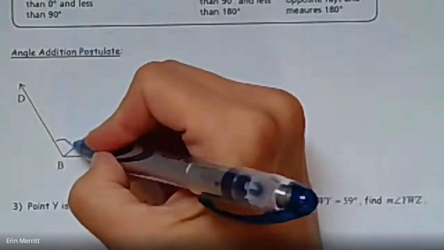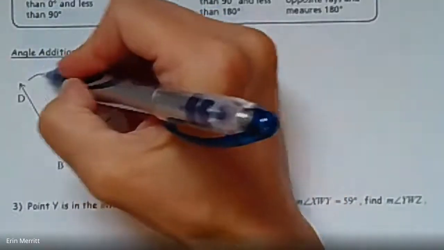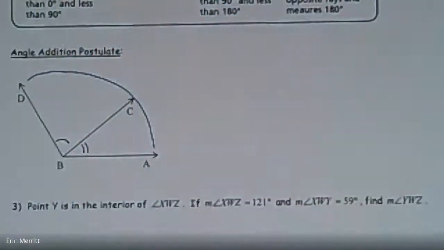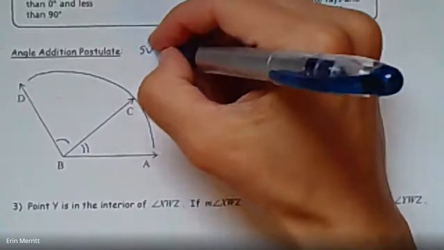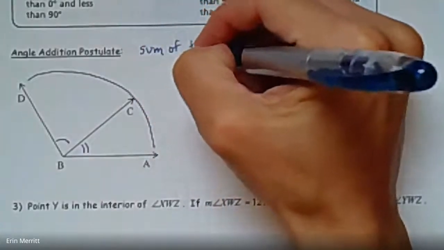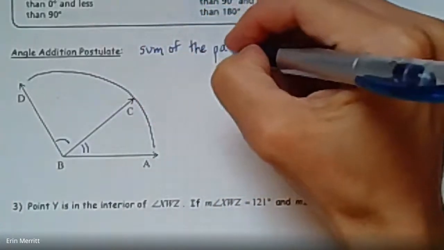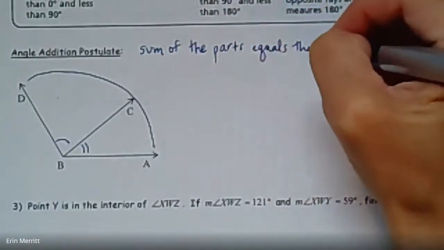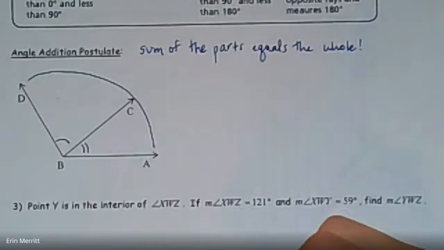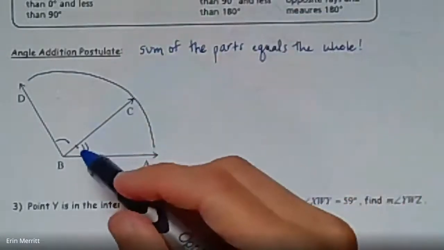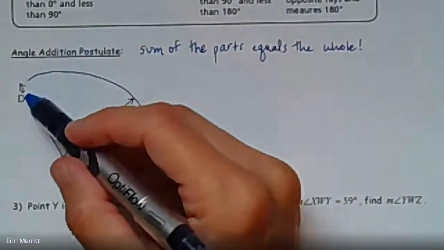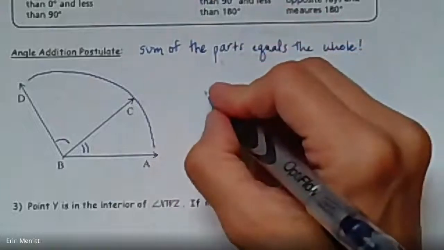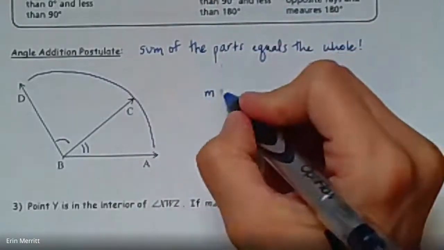So if I add up these 2 smaller angles, they should add to that one big angle. So it's the general idea that the sum of the parts equals the whole thing, all right? So in this case, how would we show it? Well, the top angle is DBC. And to show that we're talking about the measure, we use an M.